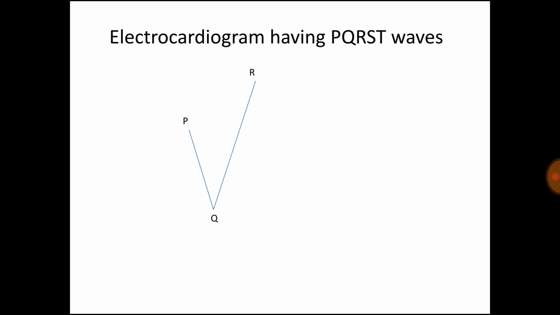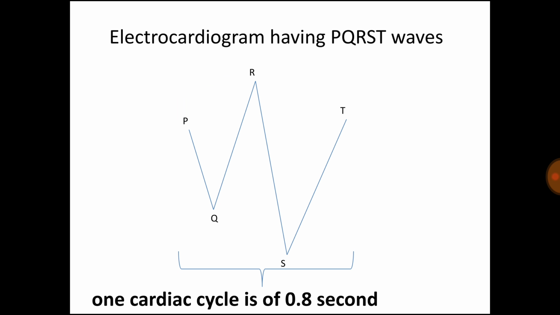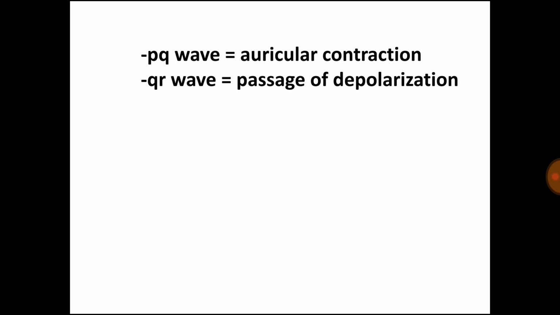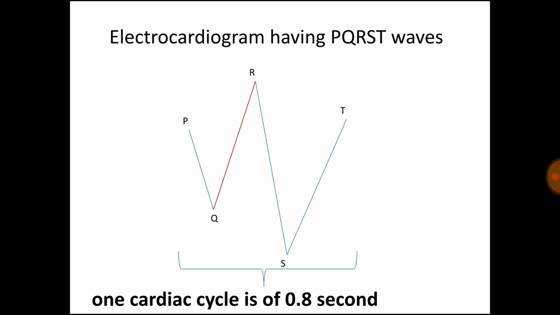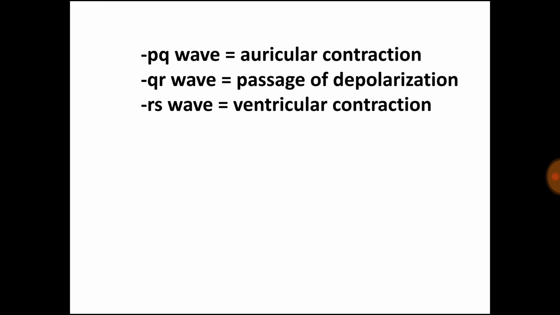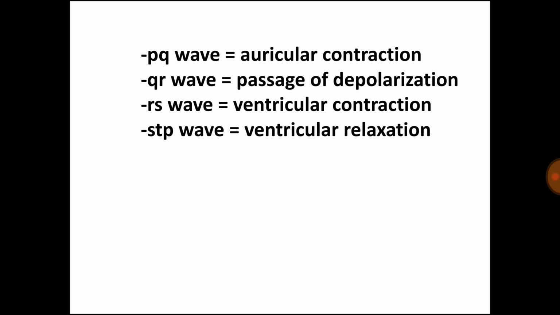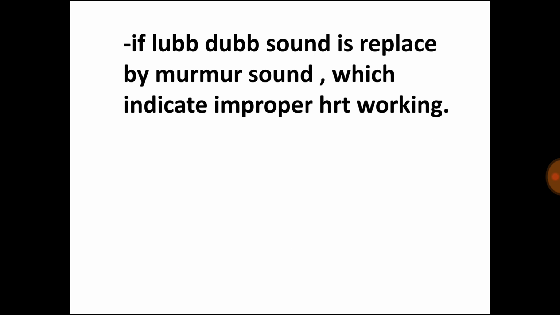Electrocardiogram has a PQRST wave, which is one cardiac cycle and is of 0.8 second. P wave shows atrial contraction, QR wave shows passage of depolarization, and RS wave shows ventricular contraction, and the T wave shows ventricular relaxation. If the lub-dub sound is replaced by a murmur sound, it indicates improper heart working.